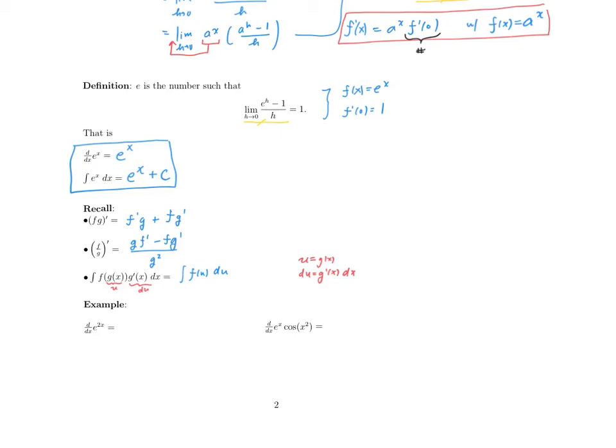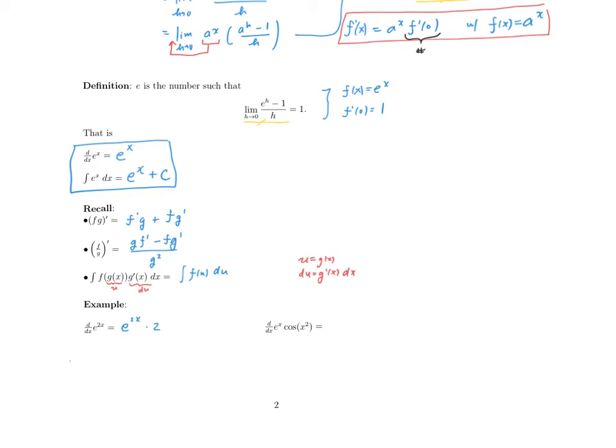So now that you've paused the video and you've gone through some work, let's summarize. To differentiate e to the 2x, we will use the chain rule. The chain rule tells us that we take the derivative of the outside function, e, we evaluate it at the inside function, 2x, and we multiply it by the derivative of the inside function.